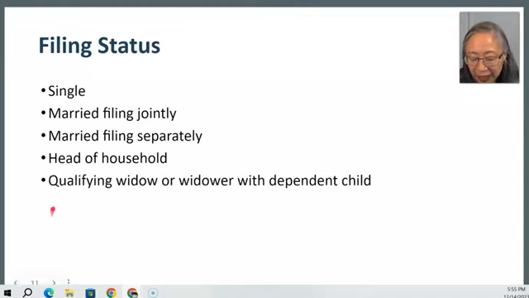A special case is qualifying widow or widower with dependent child. So they have even more financial burden. So they are a special status.